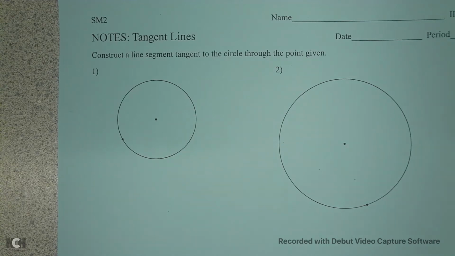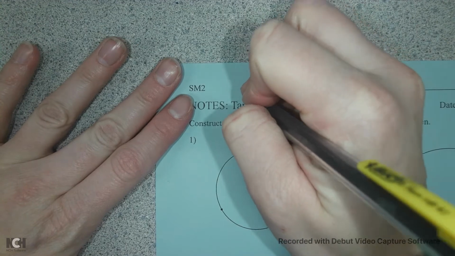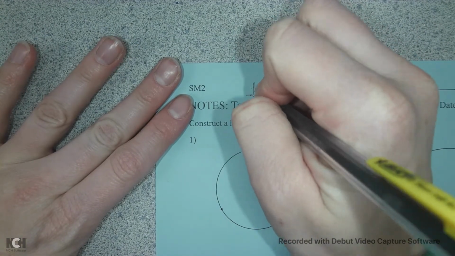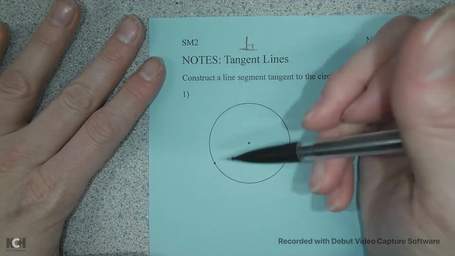Okay guys, so today we are going to start constructions. Constructions are creating different lines and different shapes based on what the question is. Okay, so tangent means perpendicular, so at a 90-degree angle. So we are going to draw lines next to our circle.